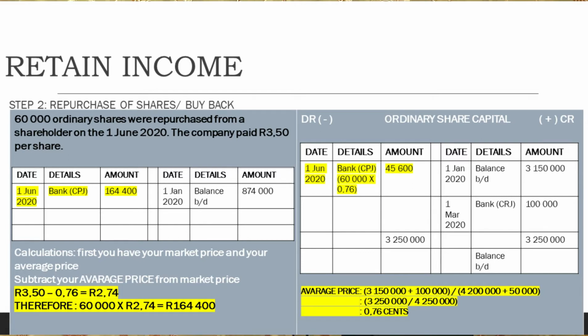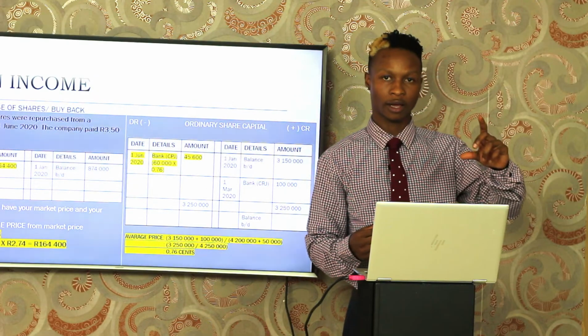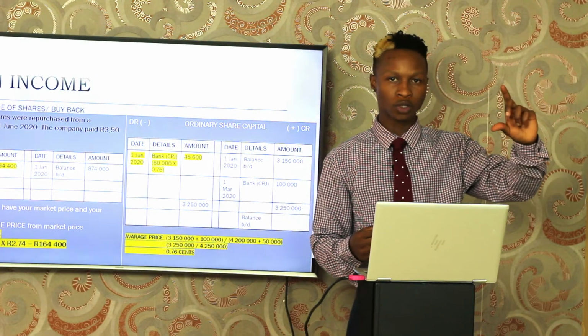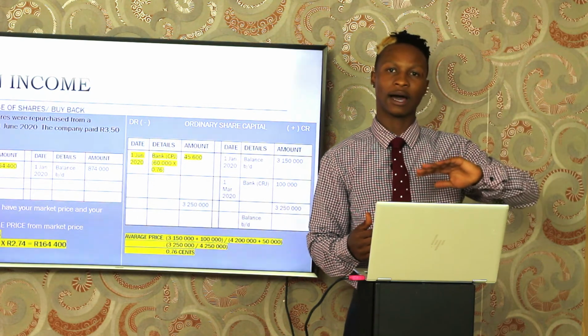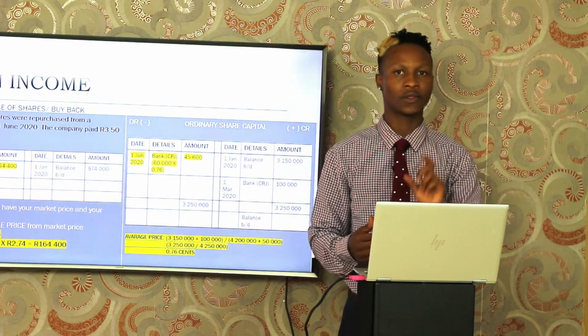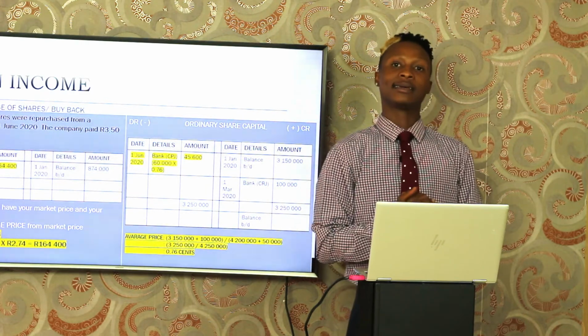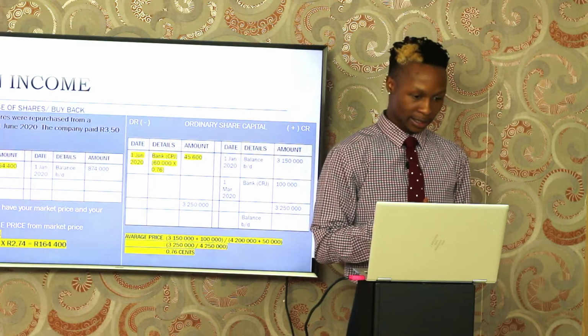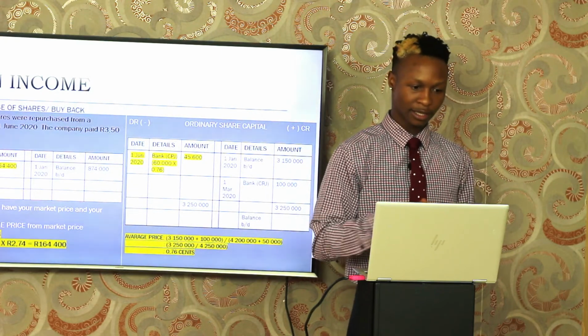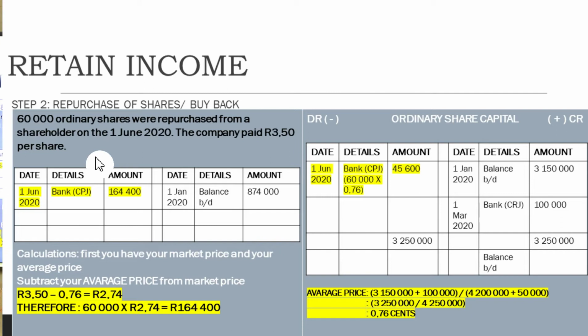45,600. We used our average price, whereby we said your amount of shares divided by your units of shares gives you your average price, which was 76 cents. Now, the transaction says 60,000 ordinary shares were purchased from a shareholder on the 1st of June 2020. The company paid R3.50 per share. Now we have our average price.